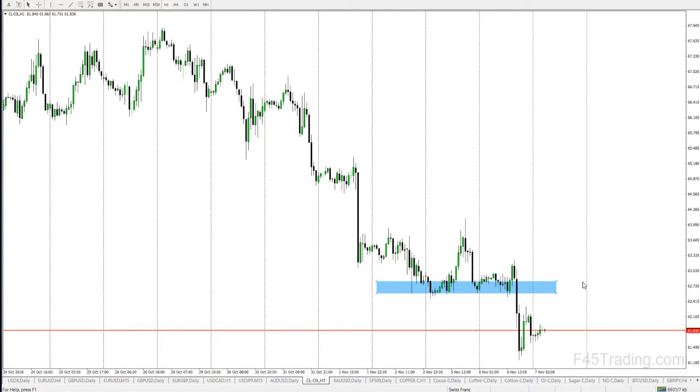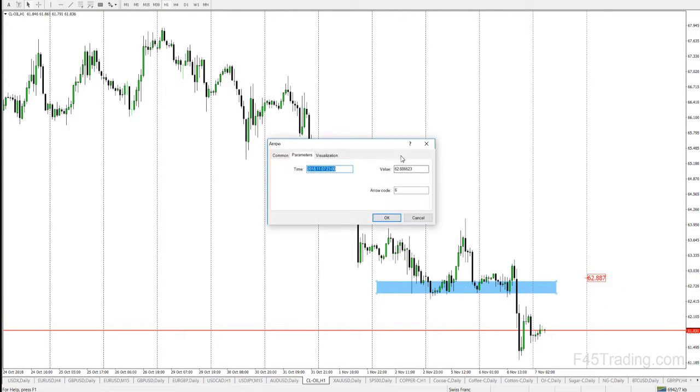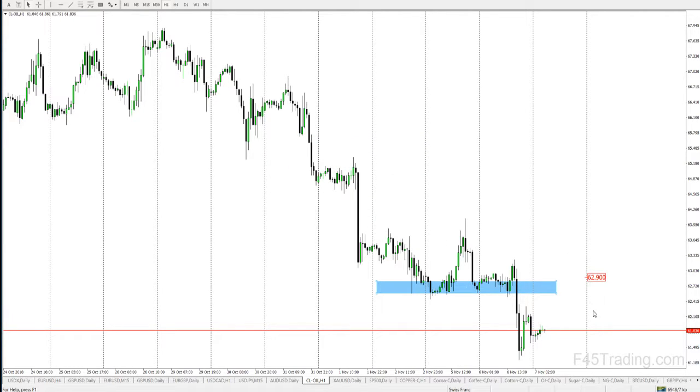So if price does travel back up to this level, do not go short if price starts going higher than 62.90. I really wouldn't be interested in it at all. So 62.90, that's my line in the sand. If I see price go back up to here, I'm not going to be taking any short ideas.